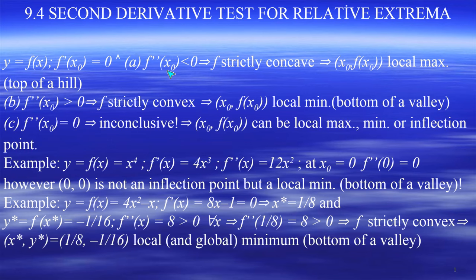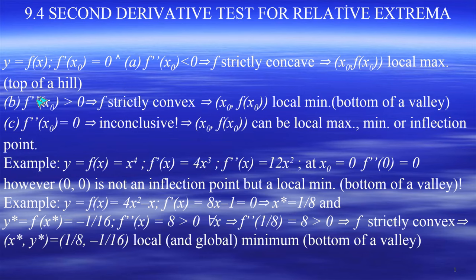If A, the second derivative of the function, which means the derivative of the derivative, at x0, at the stationary point, is negative, it's less than zero, then the function f is strictly concave. x0, f of x0, this point is a local maximum, top of a hill.